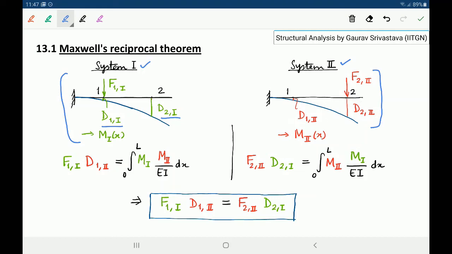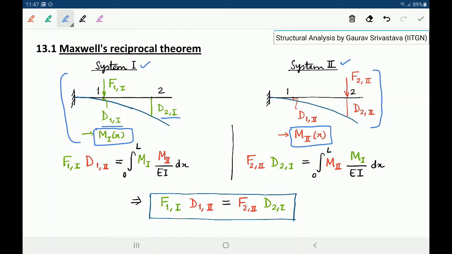And again between these red forces and displacements there will be a cause and effect relation, and between the green forces and displacements there will be a cause and effect relation. But if we take the green forces and red displacements, then there will be no cause and effect, right? Similarly, if we take the red forces and the green displacements, there will be no cause and effect, because these are not related, right? Another thing we will notice is that due to the green force, there is an internal moment distribution, which is, let's say, m1 of x, and due to the red force, there is an internal moment distribution, which is, let's say, m2 of x. Okay.